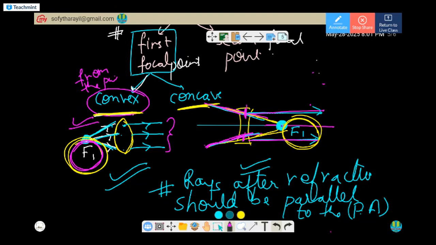Okay, any doubt in this, you can ask me right away. We have just done the first focal point right now. And be very careful, convex will have F1 on the left side and concave will have F1 on the right side.